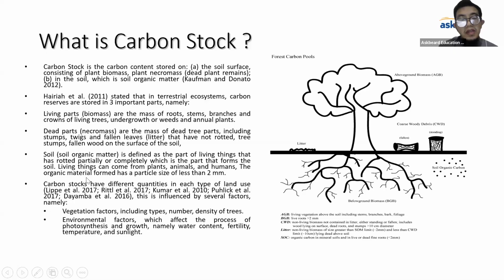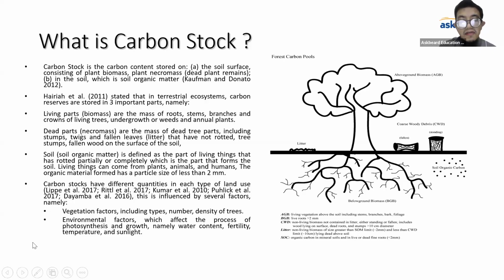Okay, why do carbon stock quantities differ in each type of land use or land cover? That is influenced by several factors. First is vegetation factors, such as the types of species. Different species have different carbon sequestration, which will lead to different carbon stock. Then the number of trees: the more trees we plant, the more carbon stock. And then the density of the trees: the denser the trees on our land, the more carbon stock.